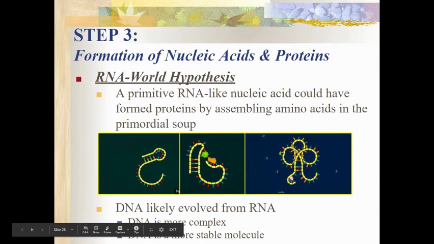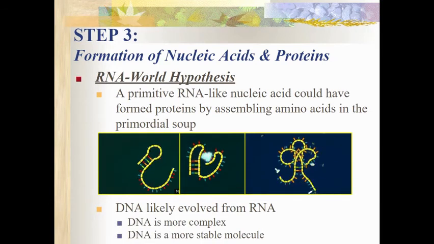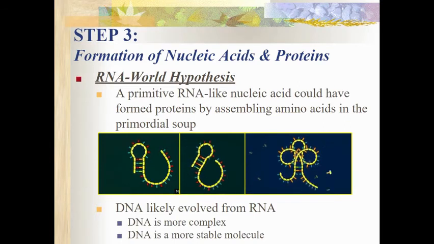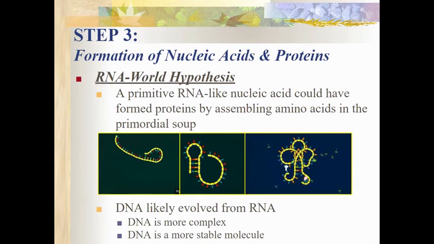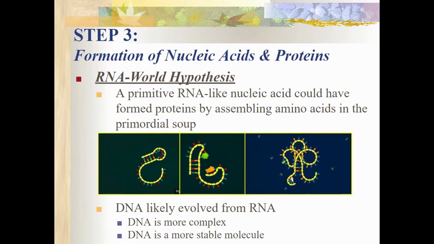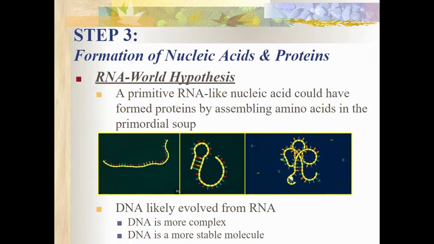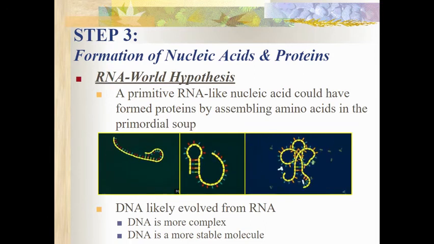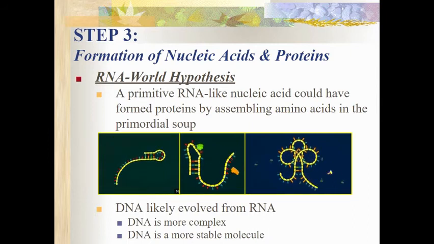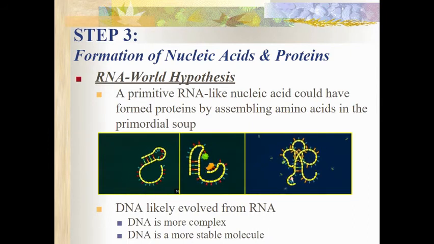So this leads to the RNA world hypothesis, where a primitive RNA-like nucleic acid could have formed proteins by assembling amino acids in the primordial soup. And it's likely that DNA evolved from RNA because DNA is a more complex molecule and it's a more stable molecule.